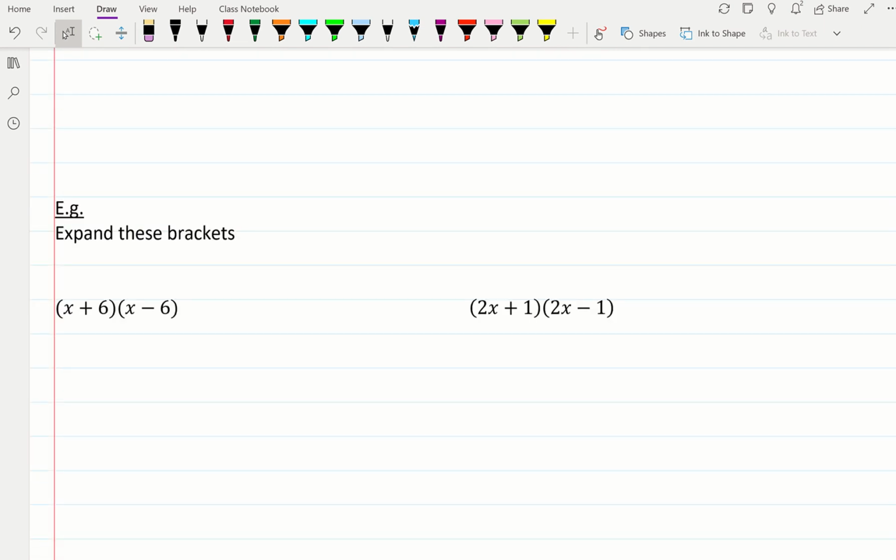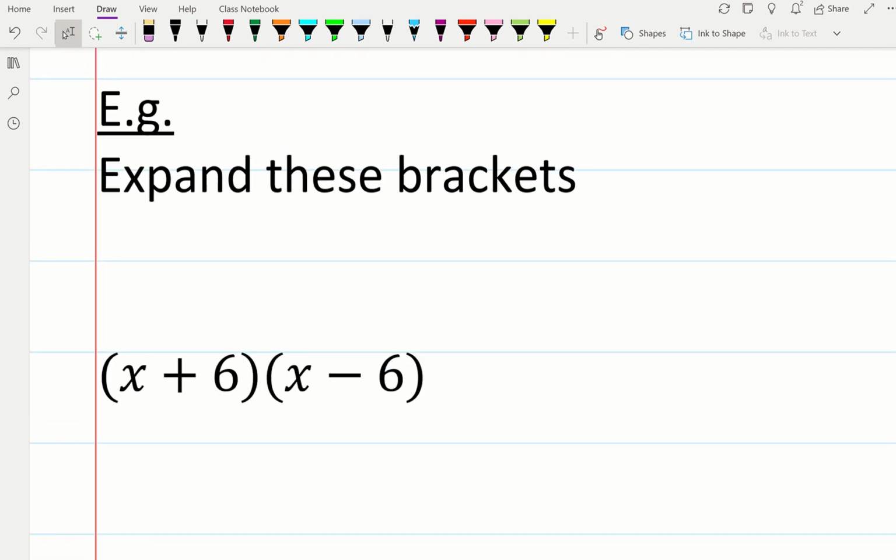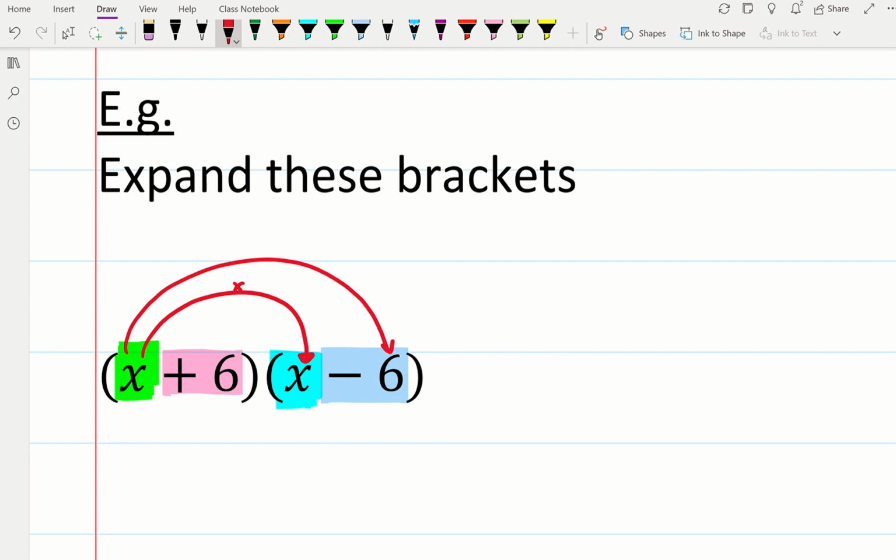And then the final two questions: expand these brackets. I hope you notice that these brackets are nearly identical, but this is a plus 6 and this is a minus 6. So they're nearly identical, except the signs are different. And this is x times x. So let's have a go. x times x. x times negative 6. x times 6, or 6 times x. 6 times negative 6.